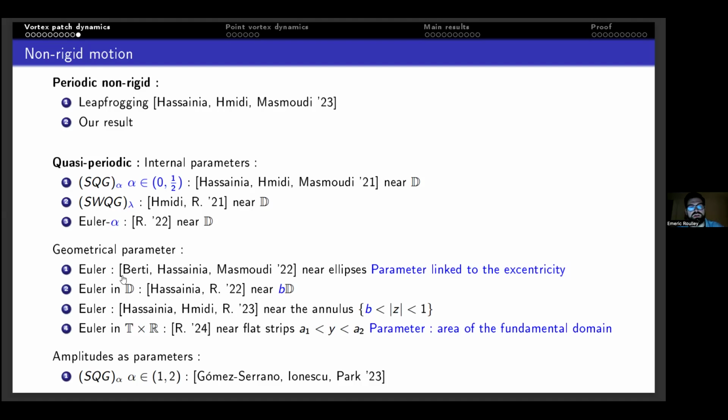Especially the main one is due to Berti, Hassainia, and Masmoudi, where they proved the existence of quasi-periodic vortex patches near the Kirchhoff ellipses. But each time to apply this theory, you have to play with a parameter. We will see in the second part of the talk why sometimes you need some parameter. You can take it directly from the equation, or you can take it from the geometry itself. Here it was the aspect ratio of the ellipse. In the unit disk, you can play with the radius of the internal radial solution. For the annulus also, you can play with the internal radius. And in T cross R, you can play with the area of the fundamental domain.